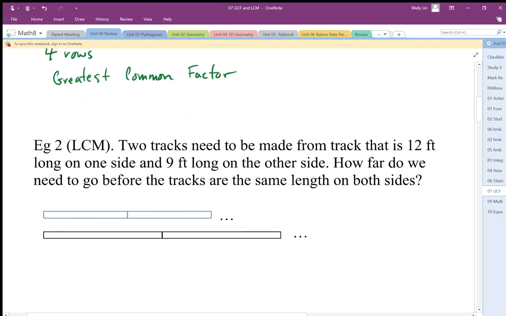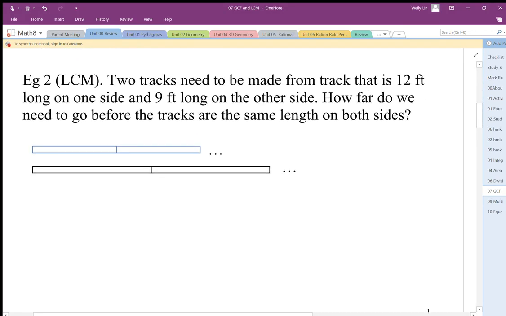So here's a lowest common multiple problem. So I have 2 tracks. One track is 12 feet long, so here's my 12-foot long track here. So I have 12 and 12, and I can keep on growing this or multiplying it. Then I have another length that is 9, so this is 9 and 9. And I can grow this length as well, but I grow this in groups of 9.